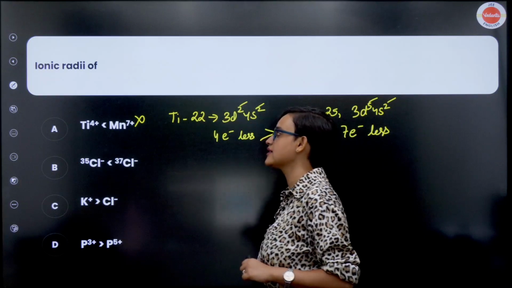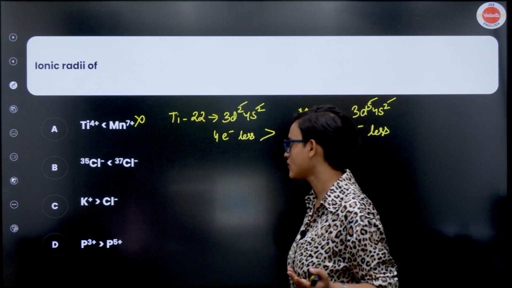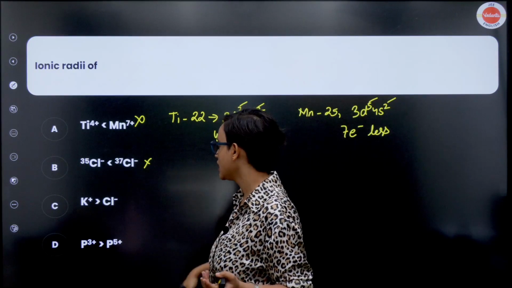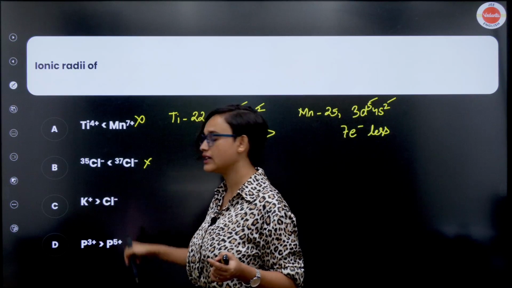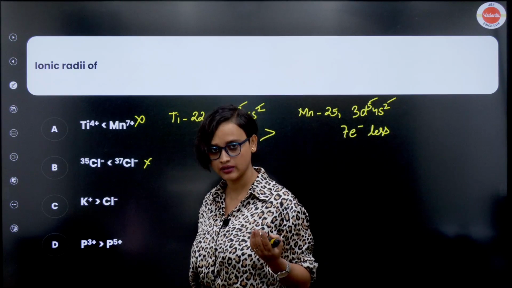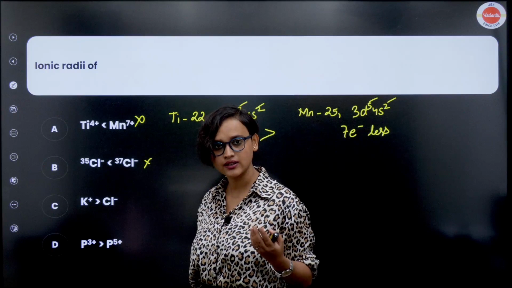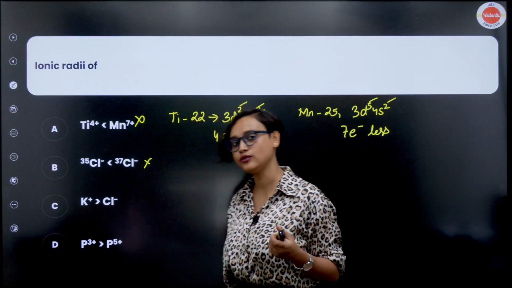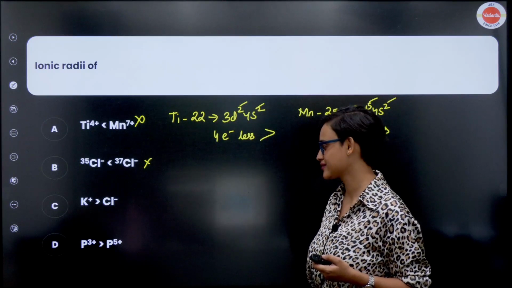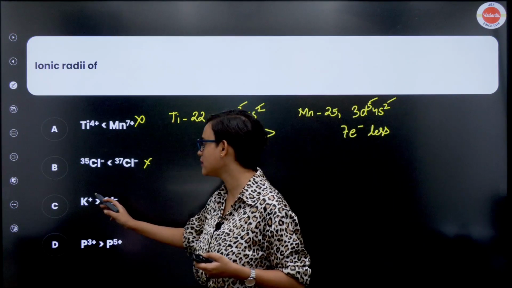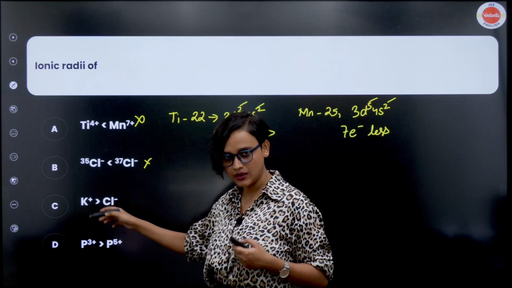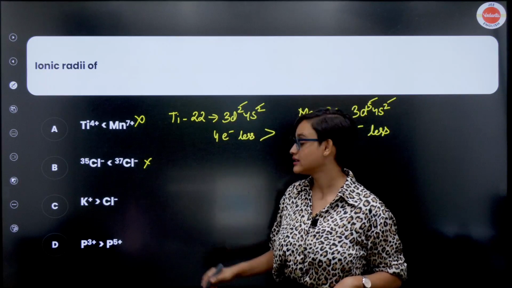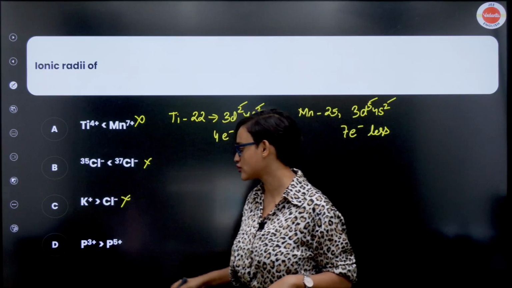35Cl- and 37Cl-. Both of them have 1 minus charge. If they're just talking about isotopes, it doesn't matter. Wrong. K+ is greater than Cl-. Makes sense, right? This one is a positive charge, this one is a negative charge. Does this make sense to you? No guys, it doesn't. K+ means it has 1 electron less. If it has 1 electron less, the size has to be smaller. So this is also wrong.